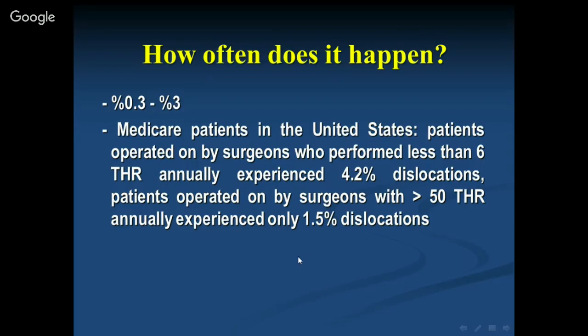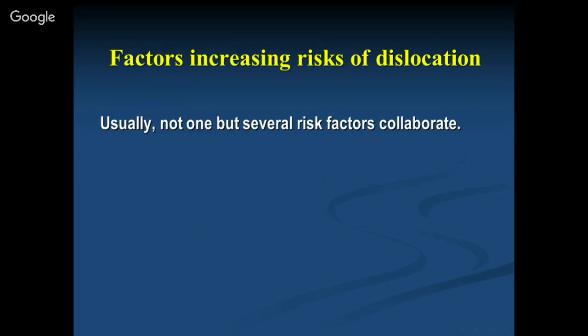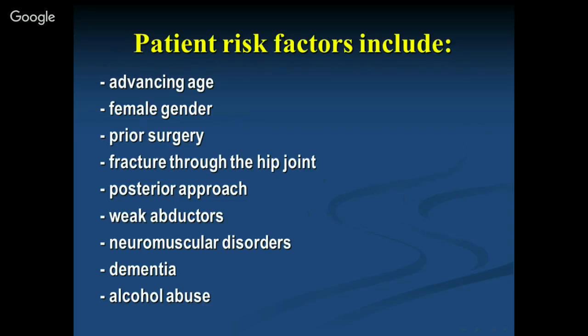So how does it happen? This is a very important report. If a surgeon performs 6 THRs annually, he experiences 4.2% dislocation, and if a surgeon performs 50 THRs annually, he experiences 1.5% dislocation. So it is totally surgeon dependent. There are several factors increasing the risk of dislocation. We can have all these: advancing age, neurological problems, weak abductors, everything, and non-compliance of the patients.